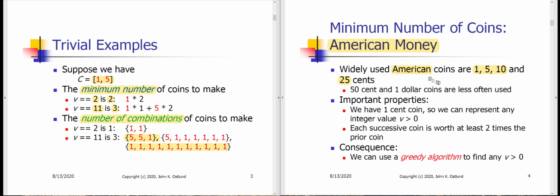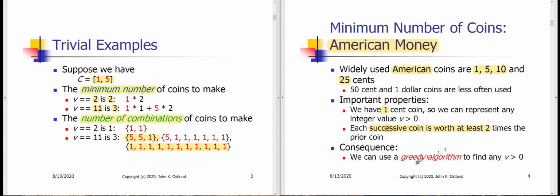Now, there are 2 properties that these coins have that are important. First of all, we do have a 1-cent coin, so it will be possible to make change for any amount of change greater than 0. The other thing that's a little bit subtle here, that nevertheless is important, is that each successive coin is worth at least twice the previous coin. Okay, so 5 is worth at least twice 1, 10 is worth at least twice 5, 25 is worth at least twice 10.